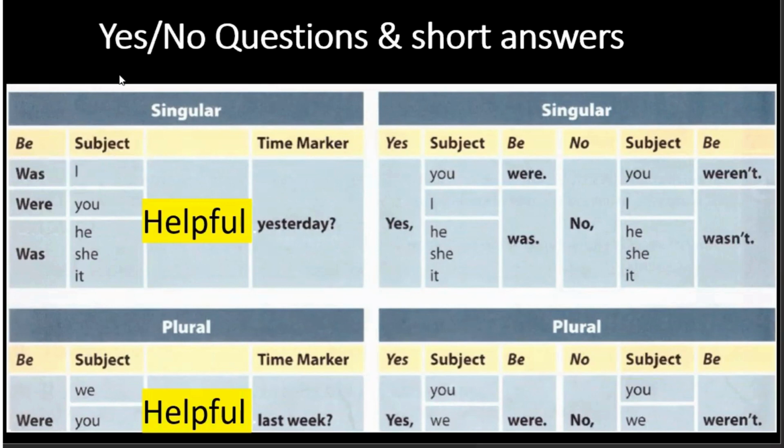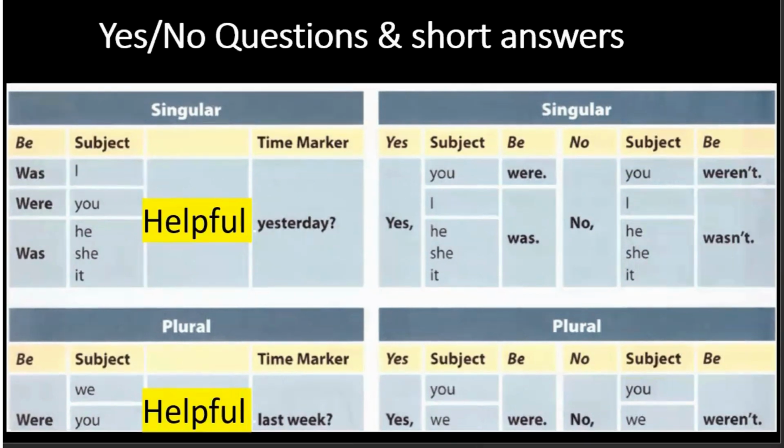So let's look at some examples here. So the first one is: Was I helpful yesterday? Were you helpful yesterday? Was he helpful yesterday? Was she helpful yesterday? Was it helpful yesterday? And that was all with the singular subjects.